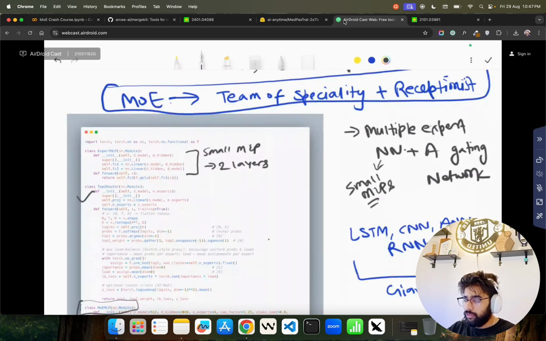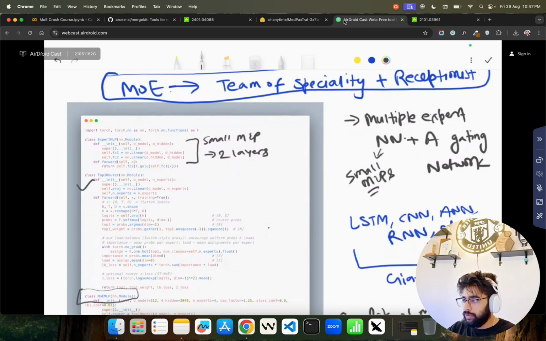Now, that's on the two layers that you see. self.fc1 projects the token hidden size, so we have d_model to d_hidden, and then we have d_hidden to d_model. FC2 projects that back, from d_hidden to d_model, which respects the transformer dimension. So there's a simple small MLP that we have.